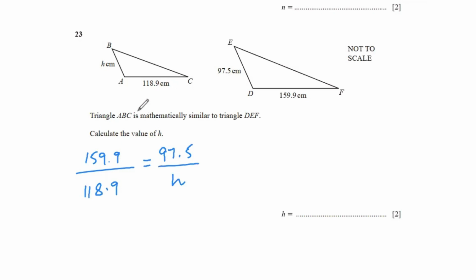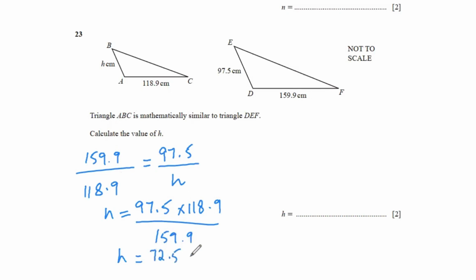Since AC is similar to DF, AC became DF when it was enlarged by a scale factor. So we can find that scale factor by dividing both the lengths. So in this case, since the scale factor is same, I put both the fractions equal to each other. We'll make H the subject. So 97.5 times 118.9 divided by 159.9. And that gives us 72.5 centimeters. That's your answer.